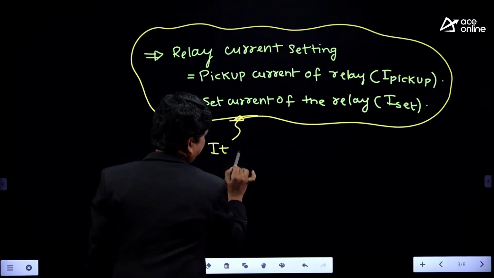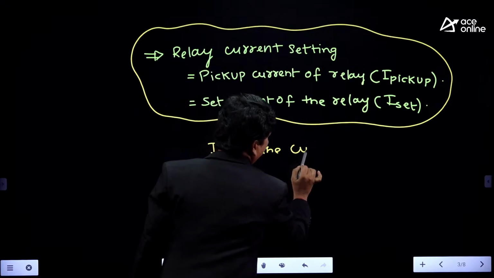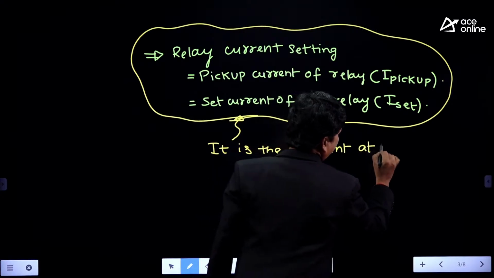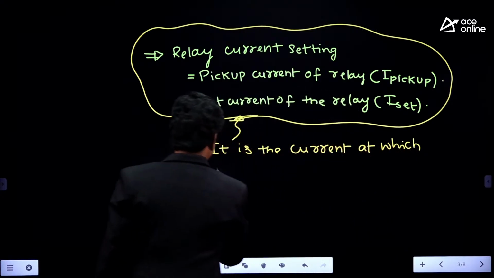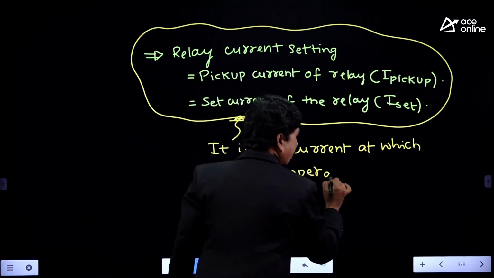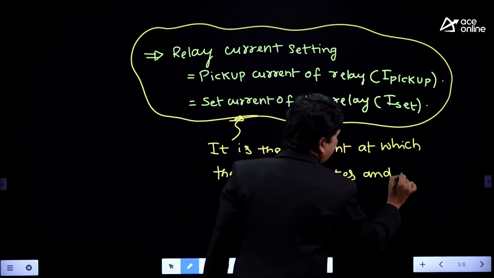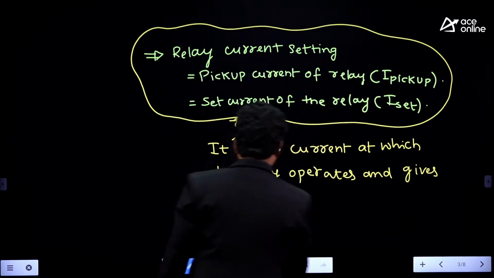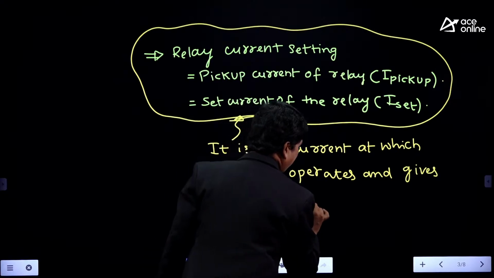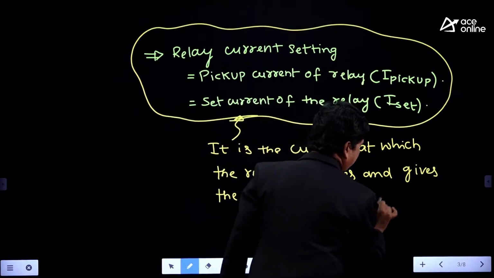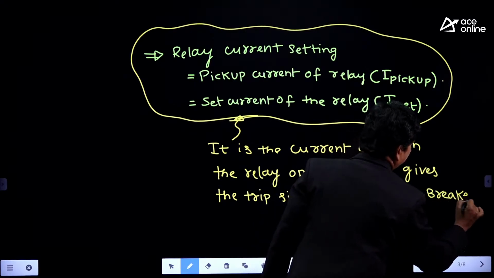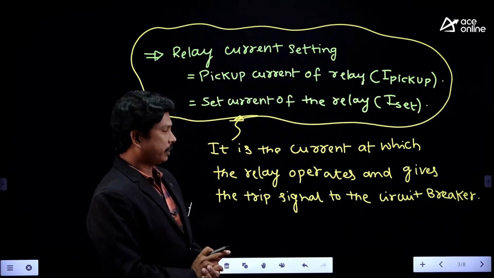So it is the current at which the relay operates and gives the trip signal to the circuit breaker. So this is the first situation.